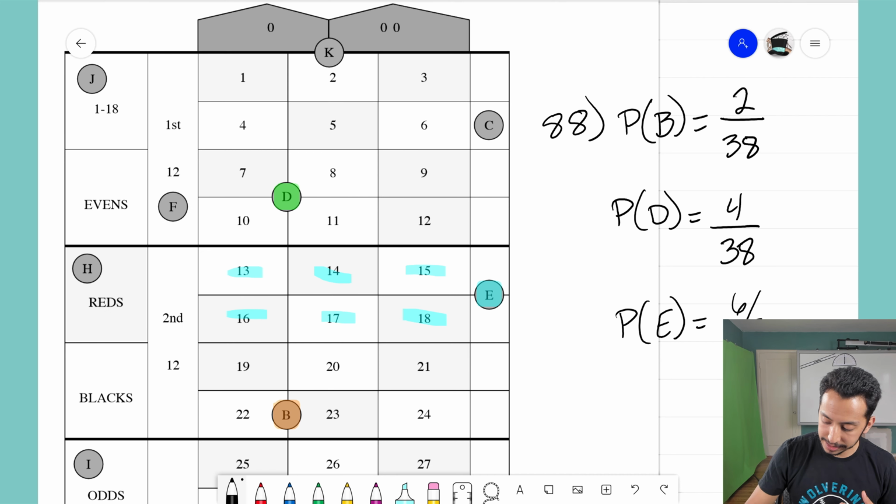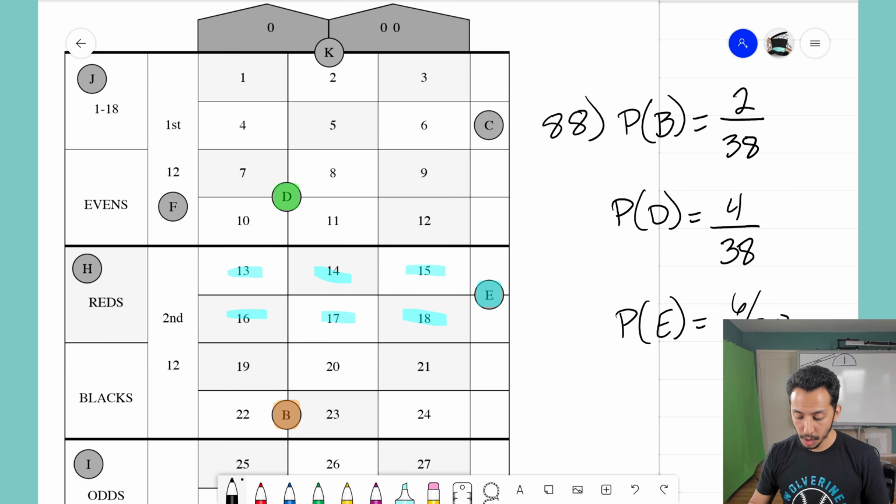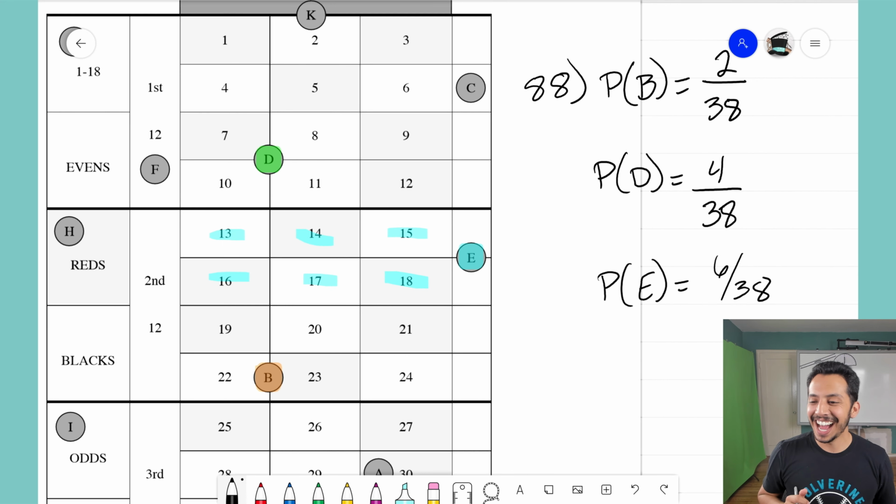I have no idea why my tablet keeps spazzing out like that. Whoops, you can't even see what I'm writing.